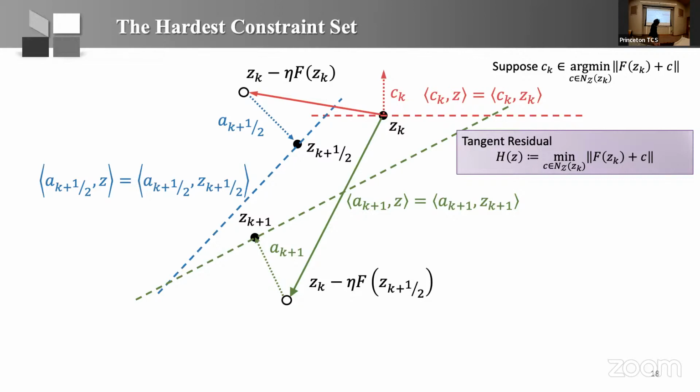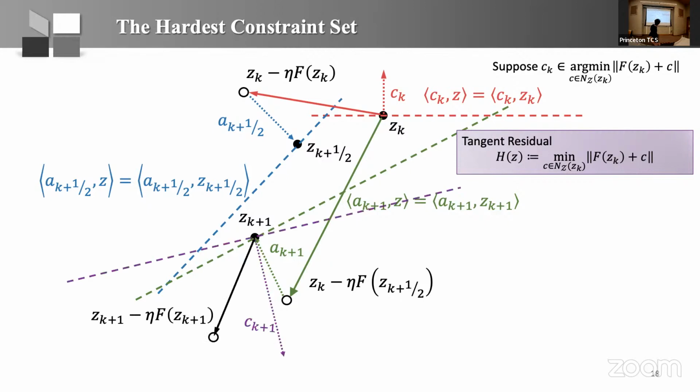That means the set Z must lie on this side of the red hyperplane. So I can do the same thing at ZK plus 1. Now I learned 4 hyperplanes. And maybe the true Z is not the intersection of these 4 hyperplanes, maybe there are other constraints. But for all I know, the set Z could really just be the intersection of these 4 hyperplanes.